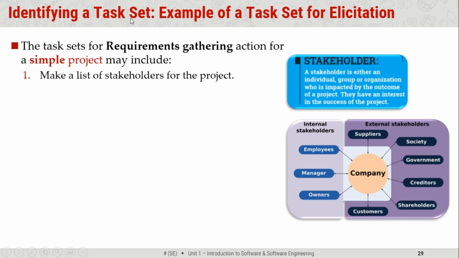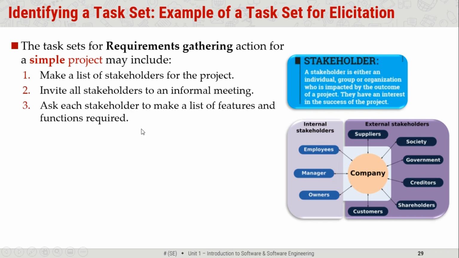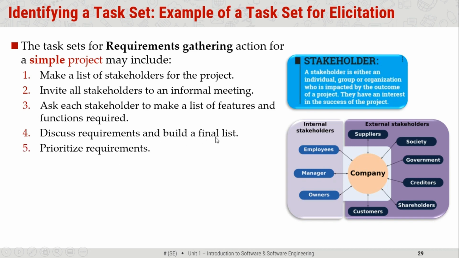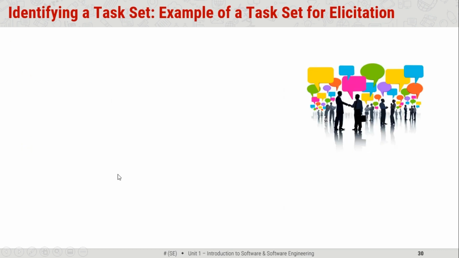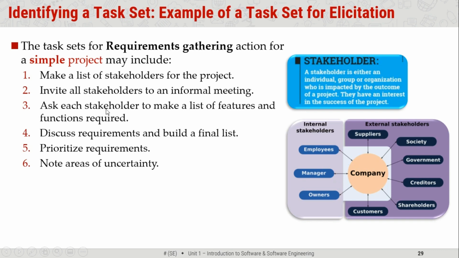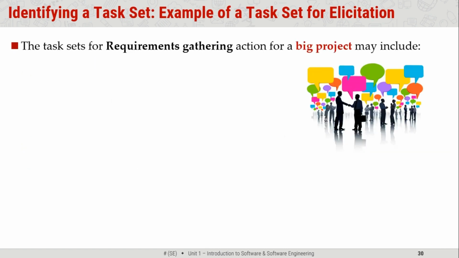Now for a simple project, what are the things we need to do in our task set to perform requirement gathering? We will write down what we need to do. This could be: make a list of stakeholders for the project. Next, invite all stakeholders to an informal meeting. Ask each stakeholder to make a list of features and functions required. Then discuss requirements and build a final list. Prioritize requirements. Note areas of uncertainty. So we have just performed communication with each and every person or organization involved in that particular software's success. We will get the requirements, what they actually want. We will prioritize requirements and note areas of uncertainty, which means we write down that this is something the customer wants, but it is not achievable, so we will try to check that particular thing.